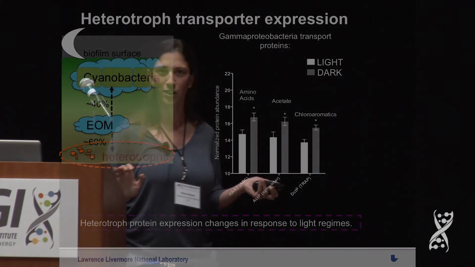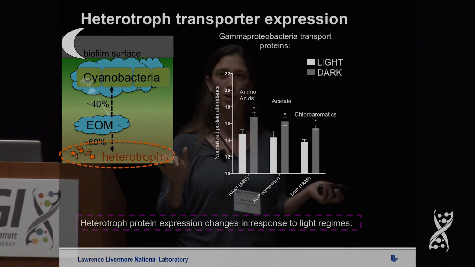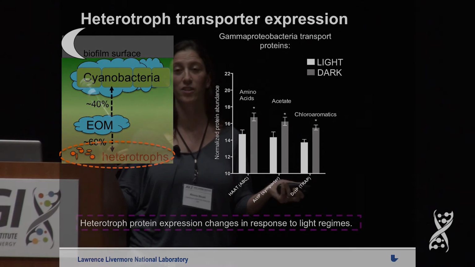Interestingly, as a side note, we're also, of course, interested in the heterotroph population and what they're doing. That wasn't necessarily the focus of these experiments, but one area we're interested in taking this is heterotroph transporter expression. Transport proteins were some of the most abundant proteins expressed in this system, and we were able to detect all these heterotroph transporters. Interestingly, they also seemed to respond to these light-dark shifts. There was even a chloroaromatic transporter in one of our representative gamma proteobacteria that was upregulated in the dark. So it seems like they're responding to some of these proteins that the cyanobacteria are secreting, and some of these reserves too.